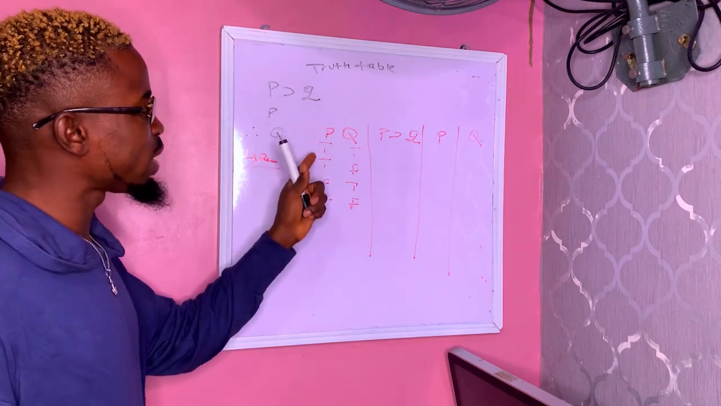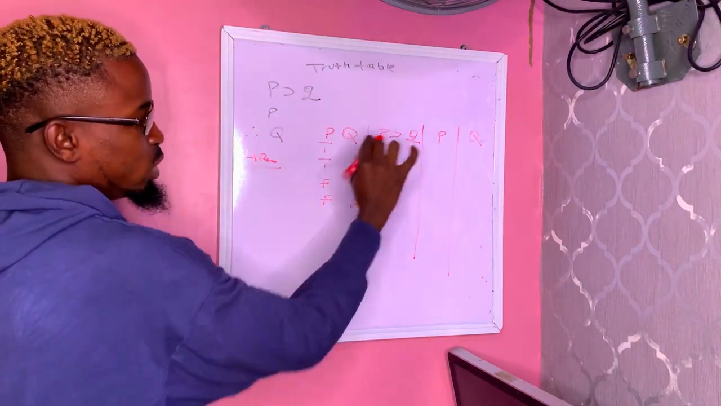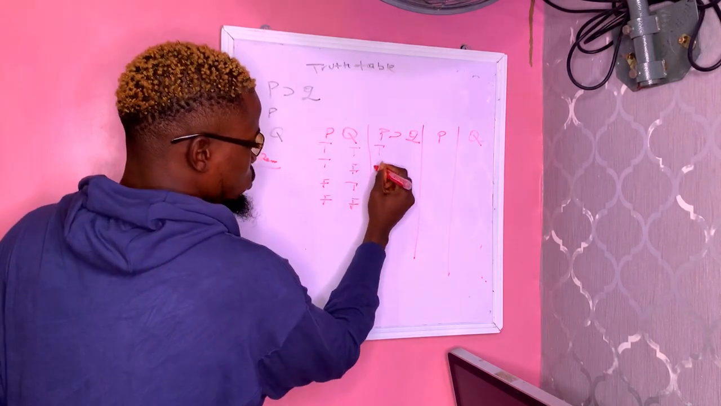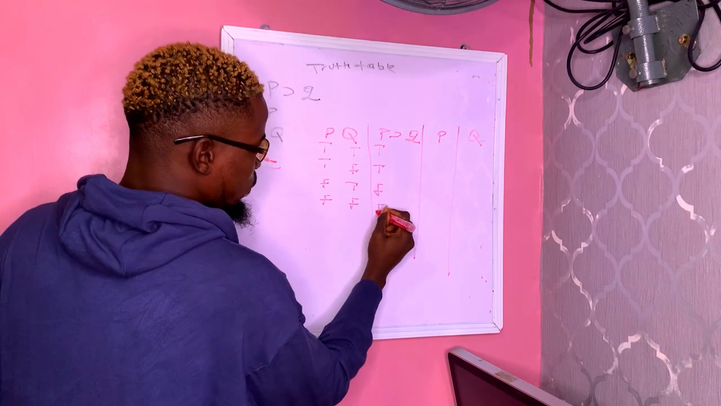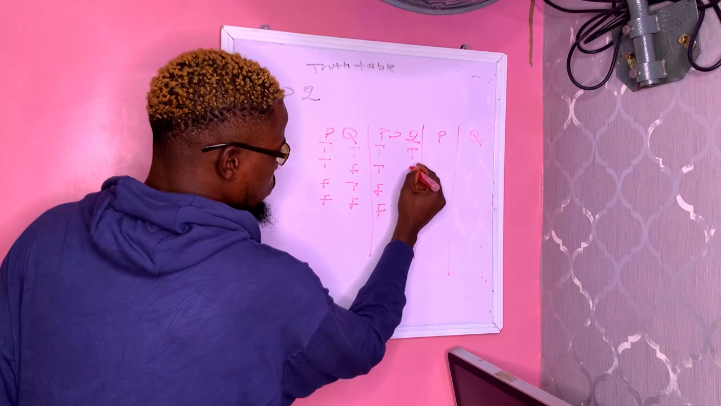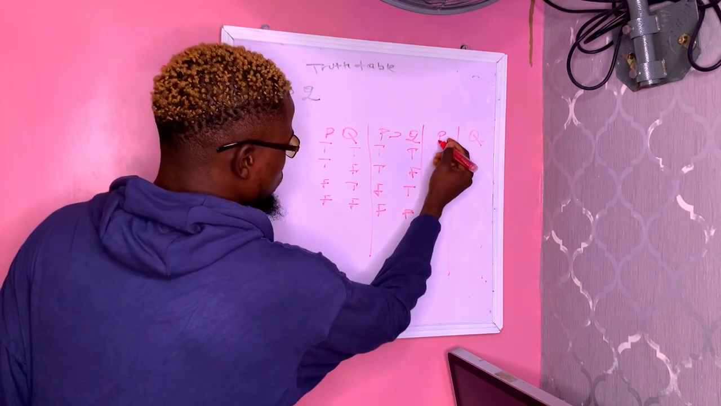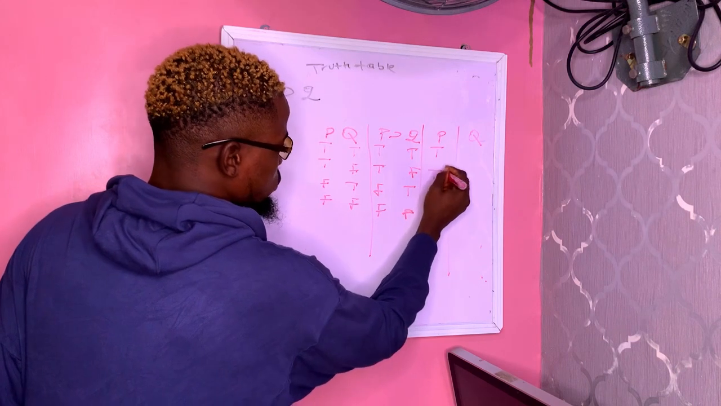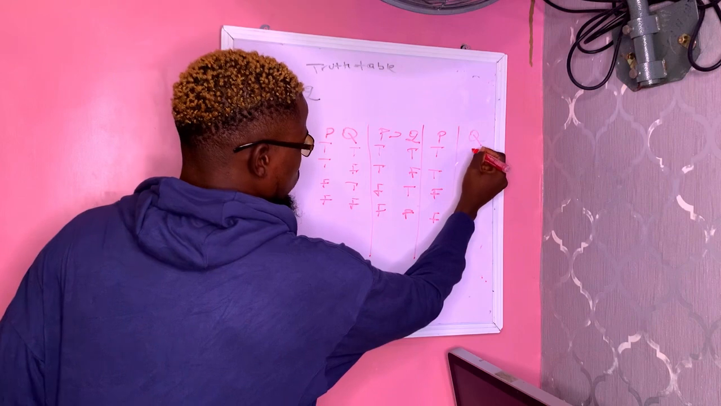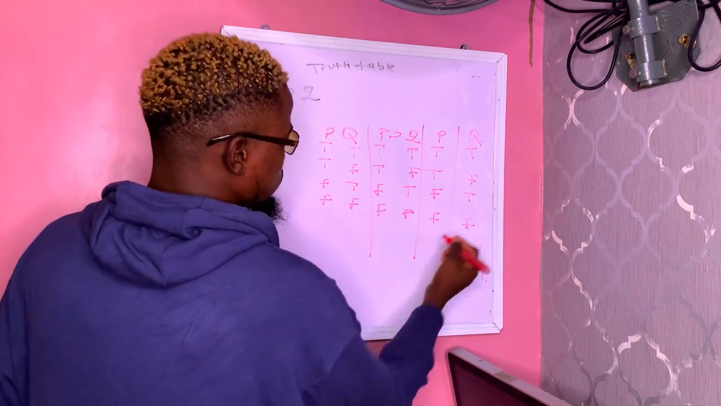Now we have already discovered the truth values of these particular variables. Then you assign them to the body of the argument. That means P is true, true, false, false. Q is true, false, true, false. P is true, true, false, false. Q is true, false, true, false.